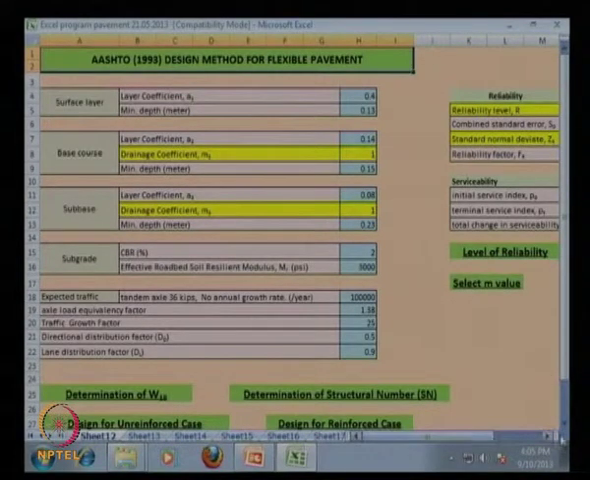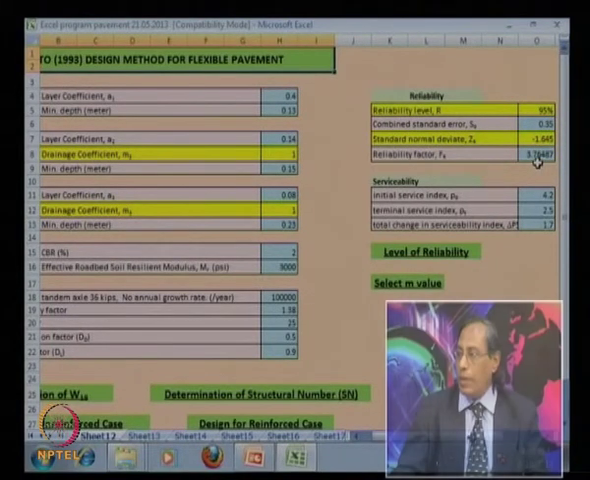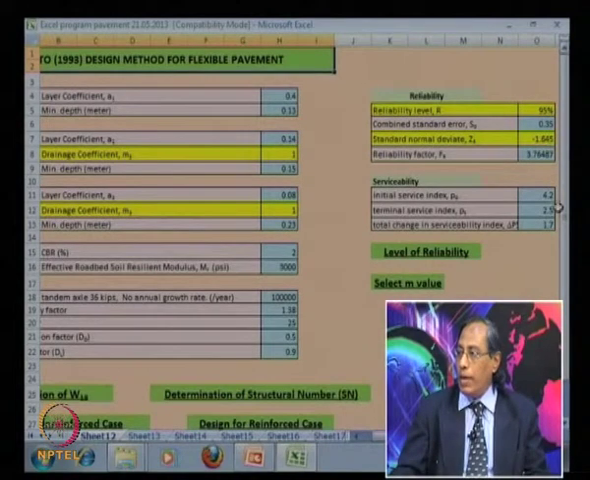So, here the reliability level of 95% has a ZR value of minus 1.645, and S0 etc. are given, and from there you can calculate the reliability factor.